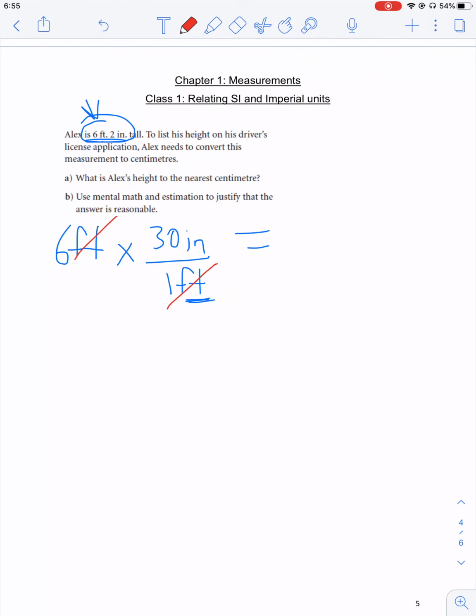So, if your denominator is not visible, it's 1. Now you multiply your numerator first. So 6 times 30 is 180 inches. So 6 feet means 180 inches, okay?